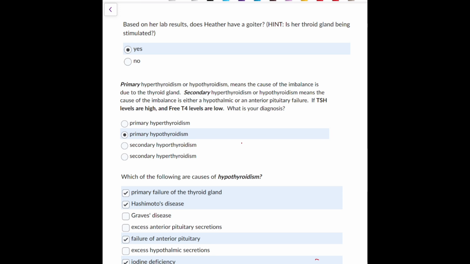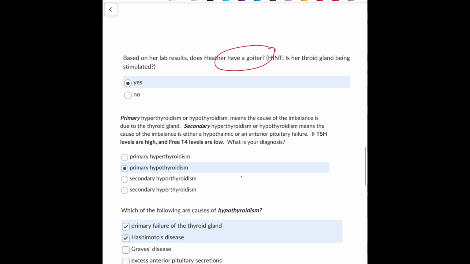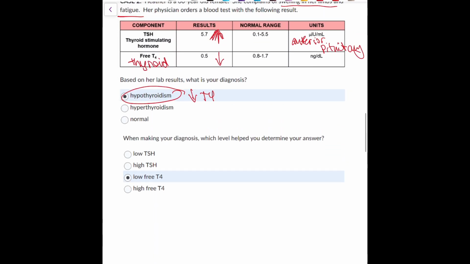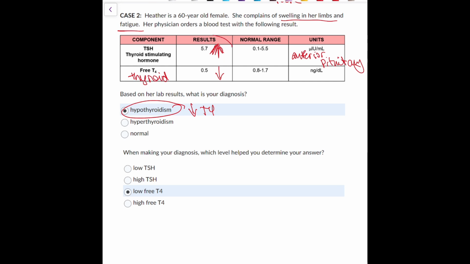Okay, so our next question, based on Heather's lab results, does she have a goiter? You can have a goiter with both hyperthyroidism and hypothyroidism. What has to occur in order to have a goiter is that the thyroid gland has to be stimulated. So we go back up and look at her results. We see that she has a lot of TSH. So that thyroid gland is being stimulated.